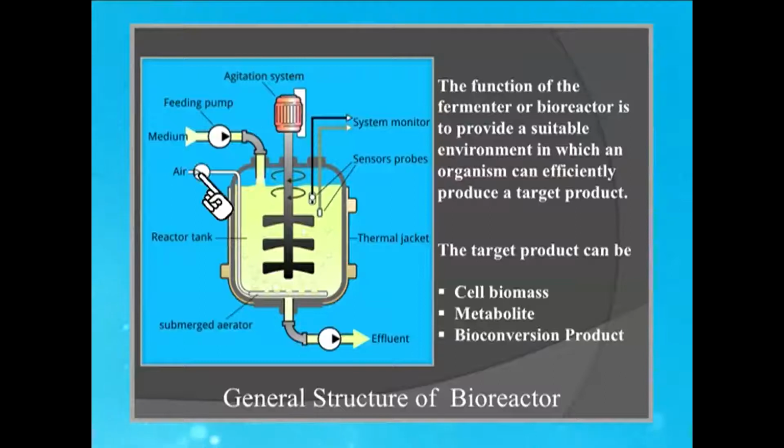And the main purpose of the bioreactor is to give a suitable environment for the growth of the microbe so that a sound product with proper yield can be obtained. The product can be a cell biomass itself, which means it is just the cells that we are growing, or it can be a metabolite, in the sense some products that are given by the organism where we derive only the product and not the cells.